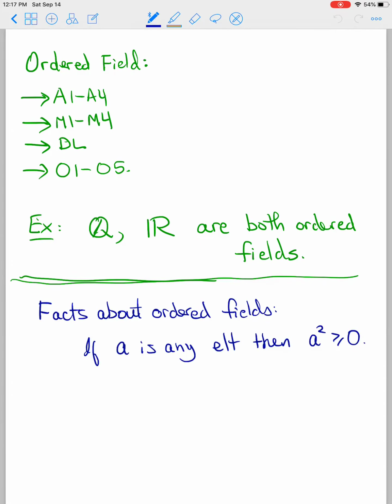All right, welcome back. I mentioned this in class and I didn't get a chance to talk too much about it, so I wanted to make a video explaining why the complex numbers are not an ordered field.